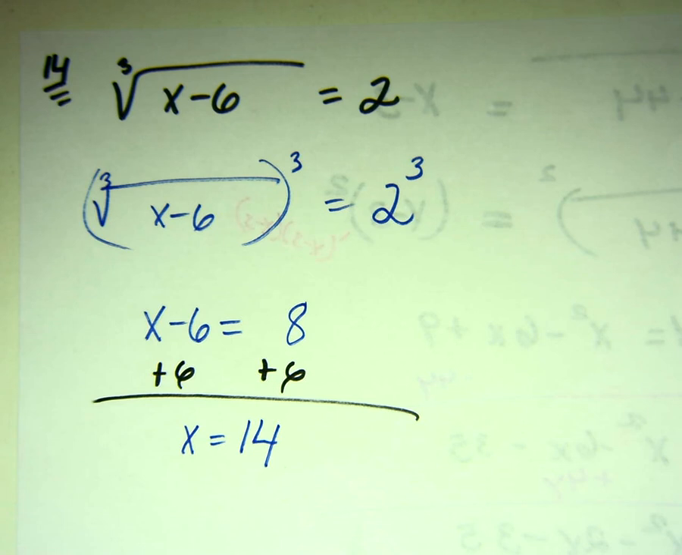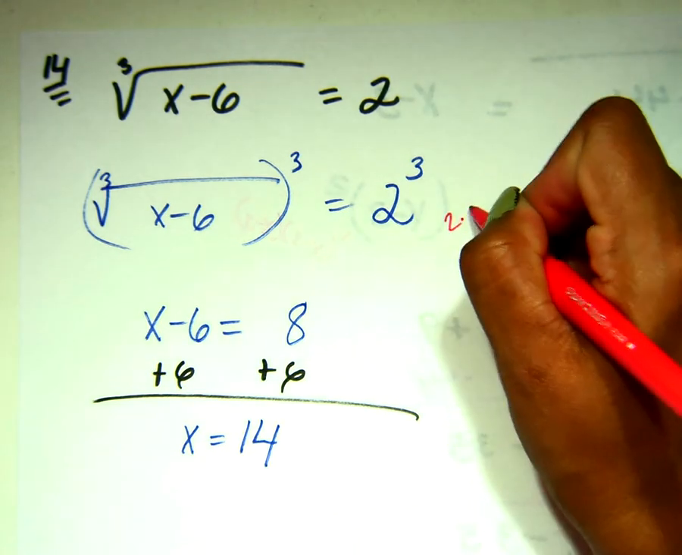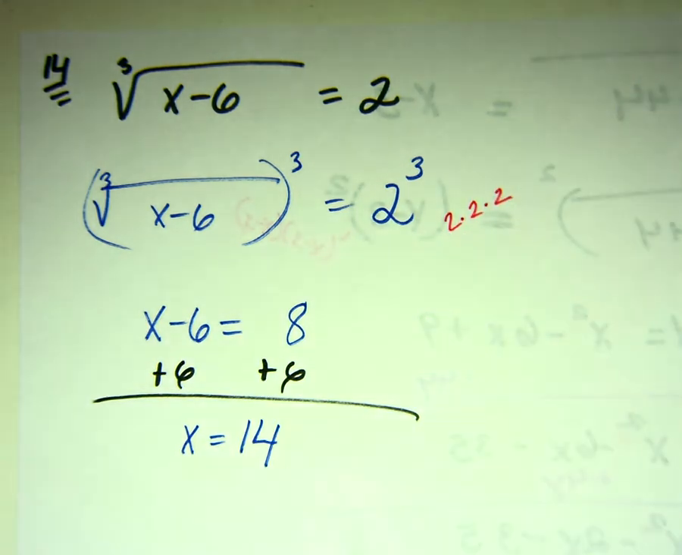2 cubed is not 6. This is 2 times 2 times 2. So that's where we're getting the 8 from. Combine your like terms right here by adding 6 to both sides. So your final answer is x equals 14.